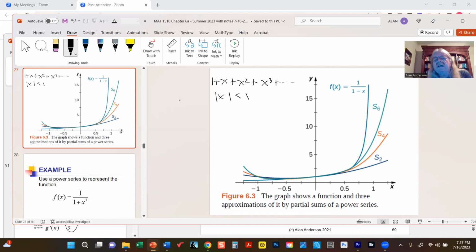So what that means is that as I keep raising the exponent, these numbers will keep getting smaller. So these are partial sums. S2 would be 1 plus x. S4 would be 1 plus x squared plus x cubed plus x to the fourth.